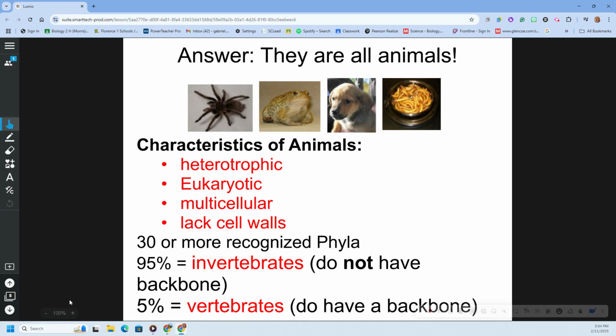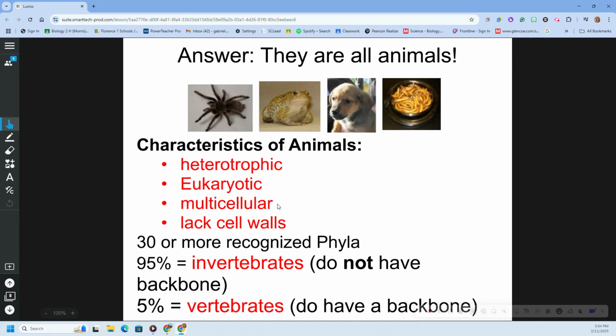Okay, so remember, let's just review what these words mean. Heterotrophic means that animals can't make their own food like plants do. Okay, we have to eat other things. Animals have unique ways of catching their food, and we'll talk about that. All animals are eukaryotic, meaning they have a nucleus and membrane-bound organelles.